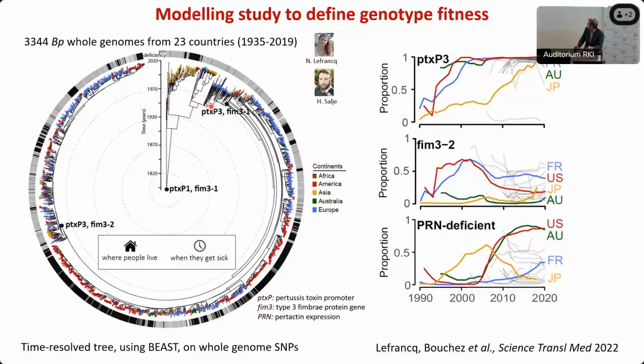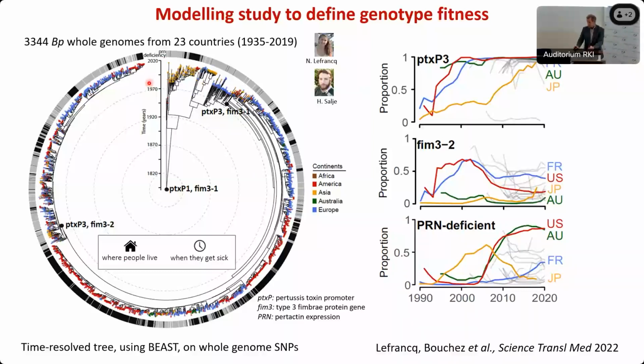Now, we have a second important landmark mutation called FIM3-2, which appeared here. So within the PTXP3 genotype, you have a subdivision of two other genotypes. One is FIM3-1, that's the allele that is ancestral. It was also already there. And FIM3-2 is a non-synonymous mutation that appeared in this fimbriae gene at this point in time, so probably in the 90s or early 2000s.